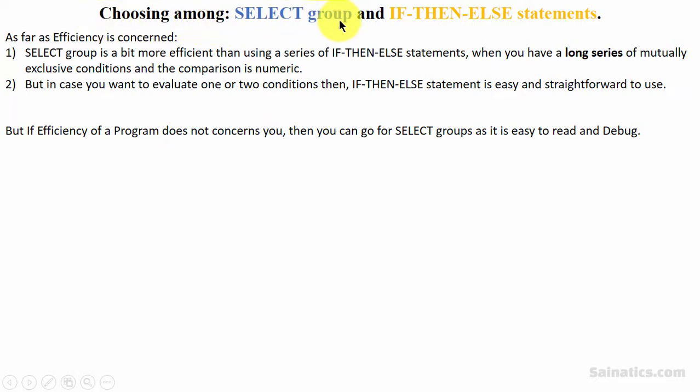Choosing among select group and if-then else statements. As far as efficiency is concerned, select group is a bit more efficient than using a series of if-then else statements, when you have a long series of mutually exclusive conditions and the comparison is numeric. But in case you want to evaluate one or two conditions, then if-then else statement is easy and straightforward to use. But if efficiency of a program does not concern you, then you can go for select groups as it is easy to read and debug.